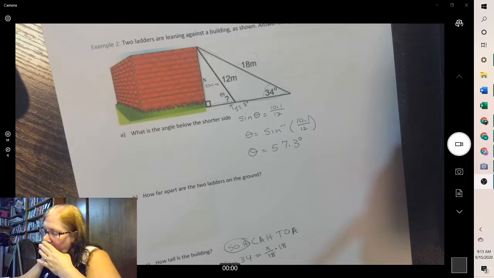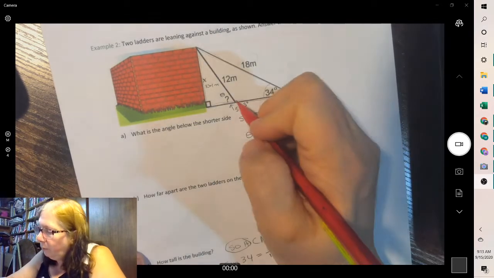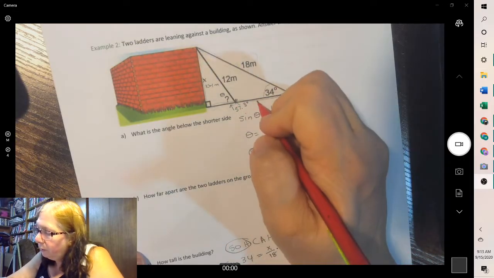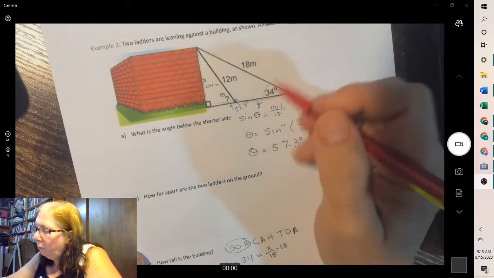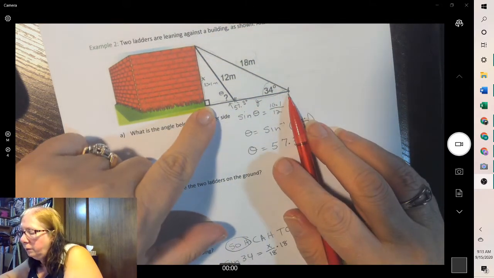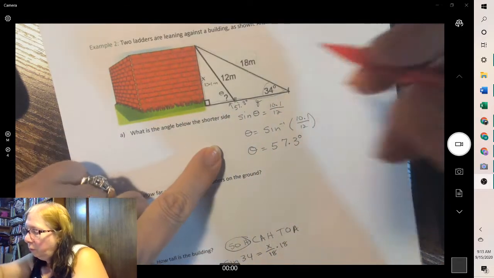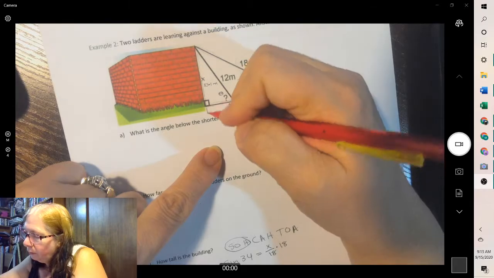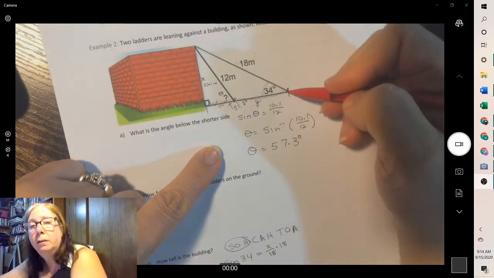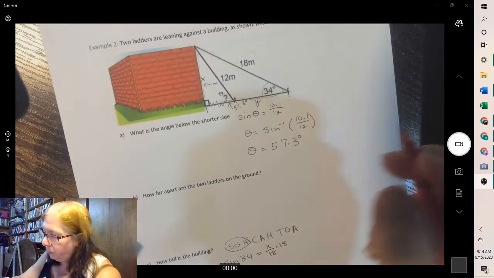The last question says, how far apart are the two ladders on the ground? Well, that would be from here to here. How far apart are these ladders? Well, in order to find that, we can find the whole distance and this one and then subtract them. So if we find this whole part here, and then we subtract this one out, it will leave us this. So we'll find the whole part first.